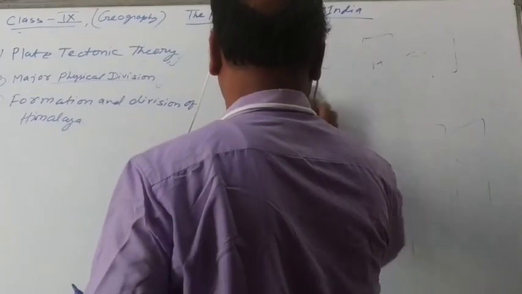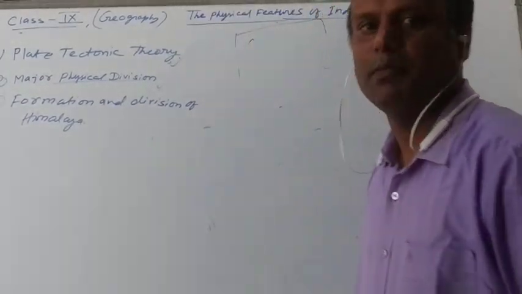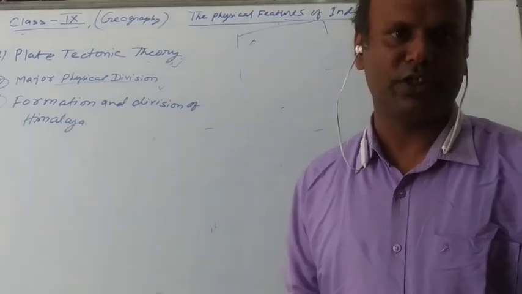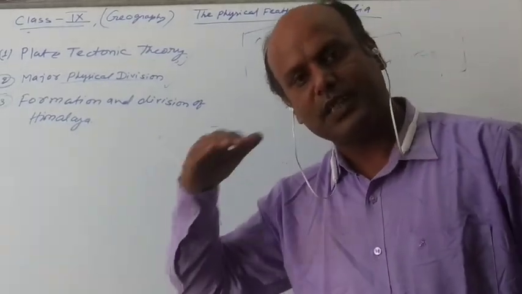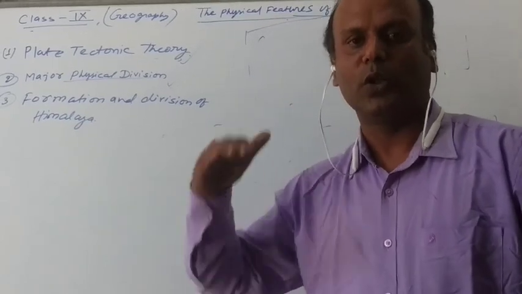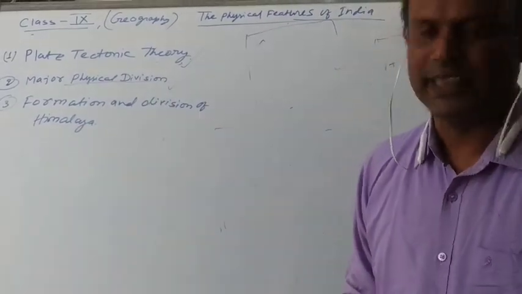Students, Himalaya is formed due to the convergent movement of plates. It's true. Himalaya is a place located over the tectonic plates.